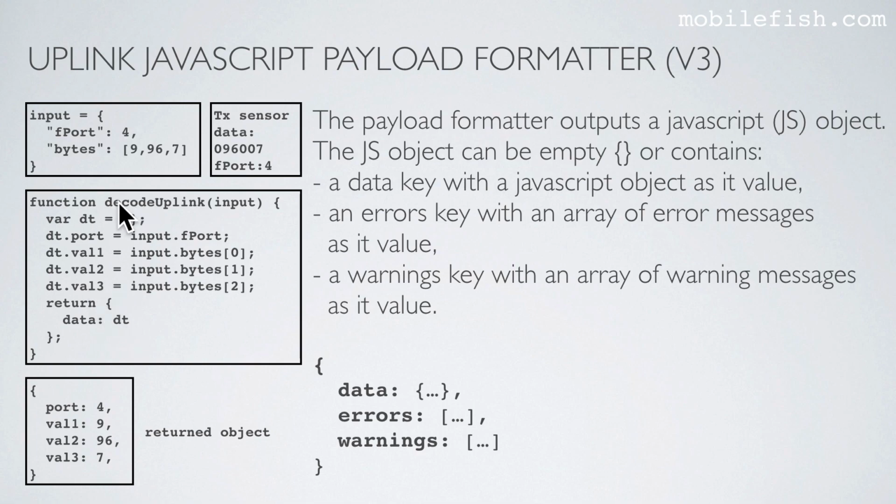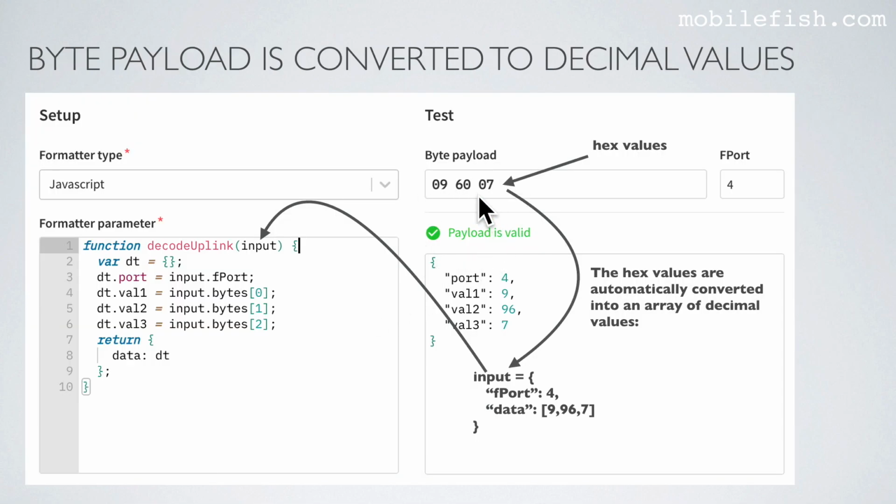The payload formatter outputs a JavaScript object. The JavaScript object can be empty or contains a data key with a JavaScript object as its value, an errors key with an array of error messages as its value, or a warnings key with an array of warning messages as its value. This is the payload formatter tester. You enter hex values in this field and you enter the FPort value. The hex values are automatically converted into an array of decimal values, as you can see over here.